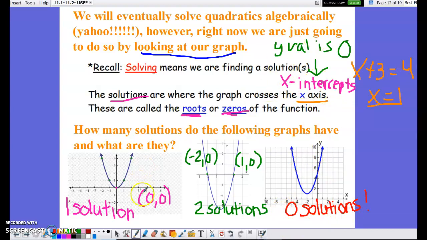So again, just to recap, how many solutions can a quadratic have? It can either have one solution when it crosses the x-axis once, it could have 2 solutions when it crosses it twice, or it could have 0 solutions if it never crosses the x-axis.